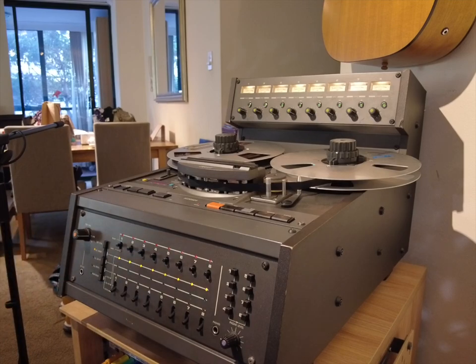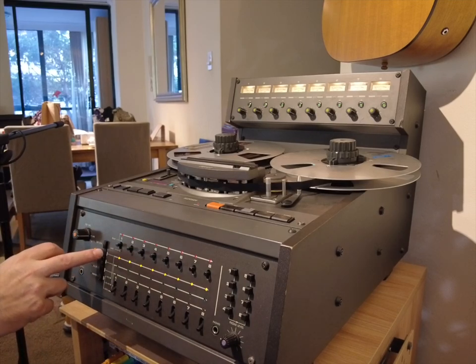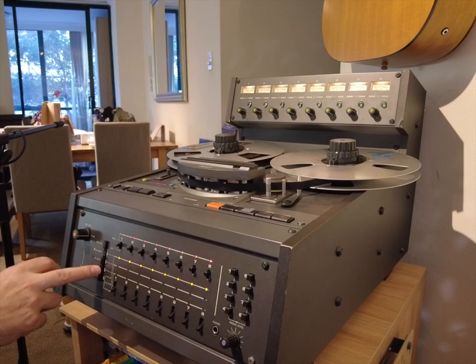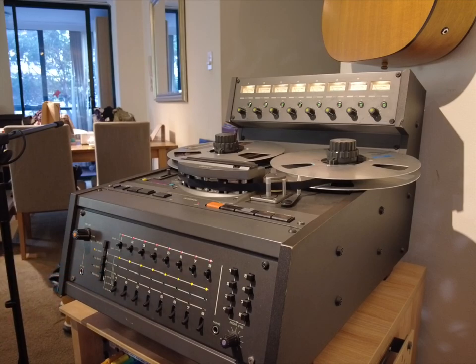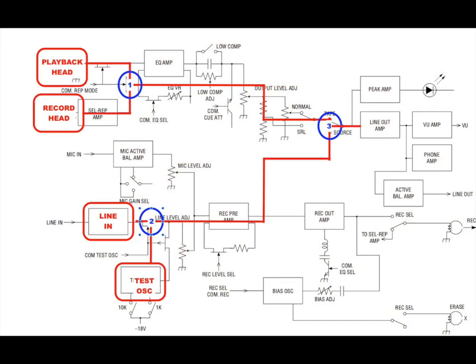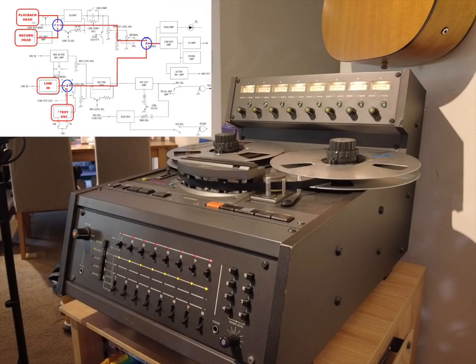I'm just going to take a step back for a second here. Depending on which of these buttons I select will determine what signal is being monitored on the VU meters at the top here, and also at the headphone output of the machine. It will also dictate what is being output on the back of the machine. Next, we're just going to do a recording of a 1 kilohertz tone.